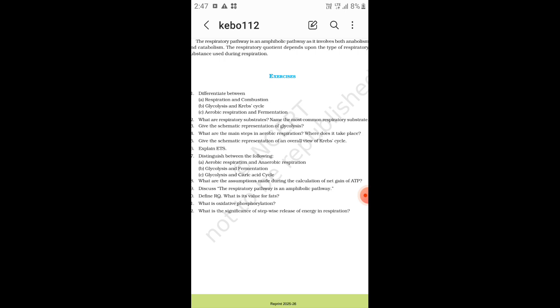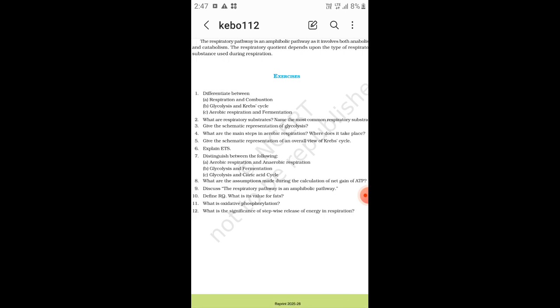Now, what are the main steps in aerobic respiration? Where does it take place? The main steps are the Krebs cycle, then the ETS, the electron transport system, in the inner mitochondrial membrane.